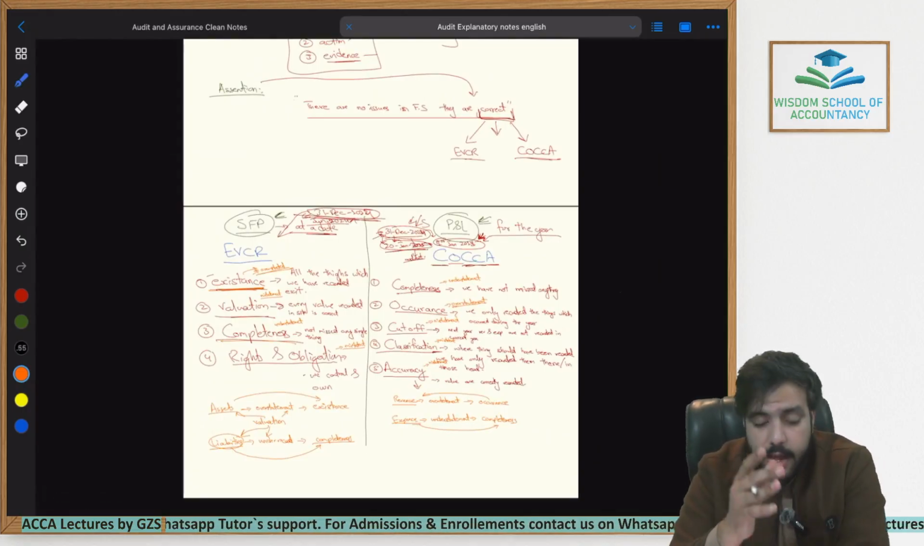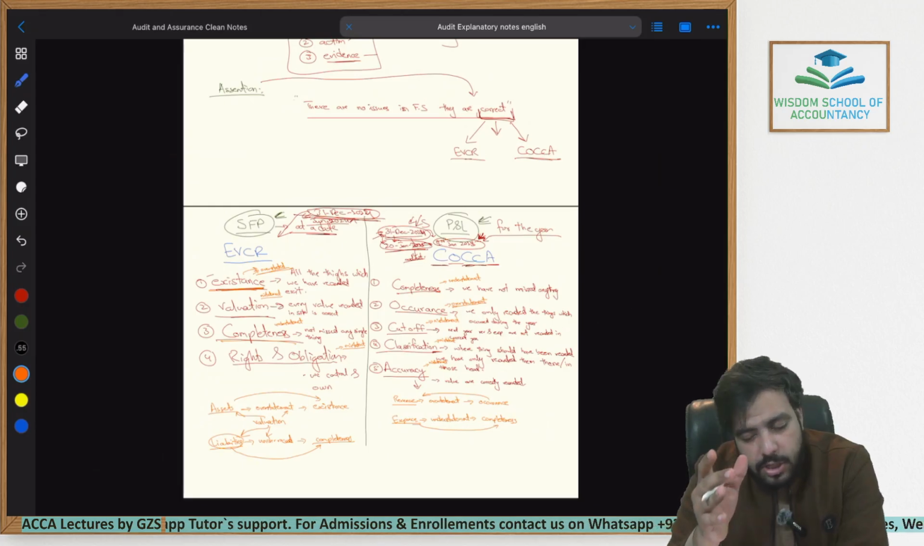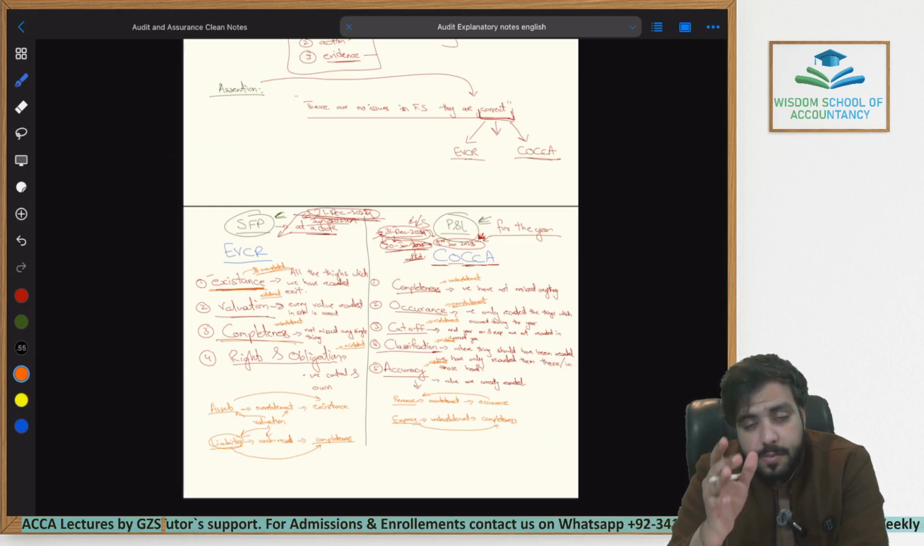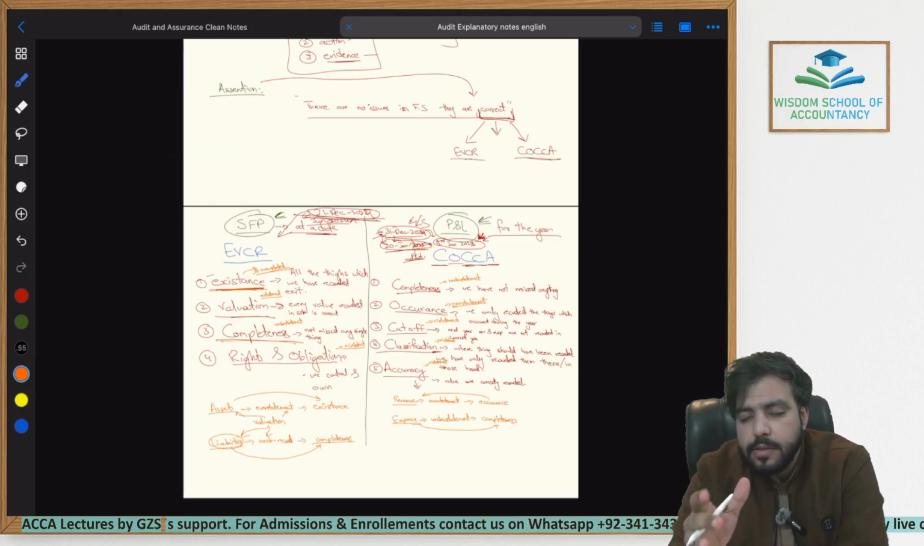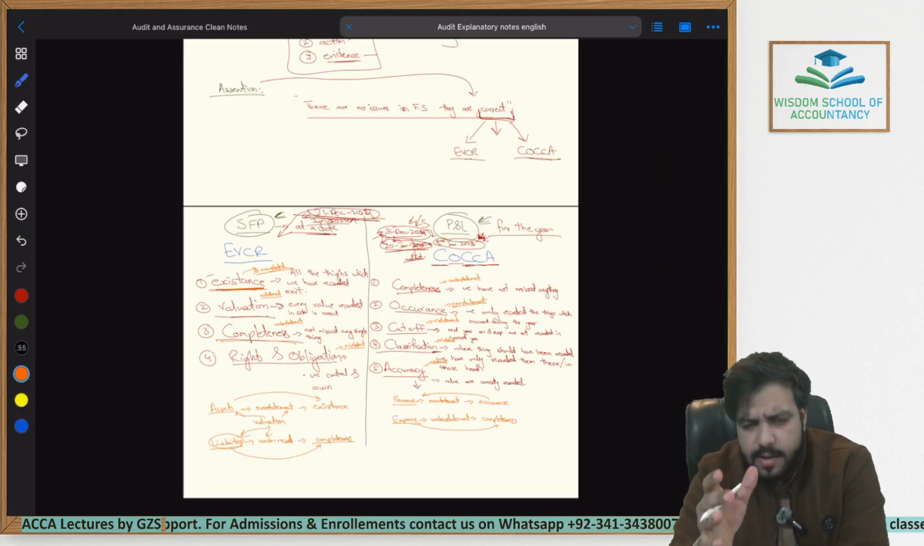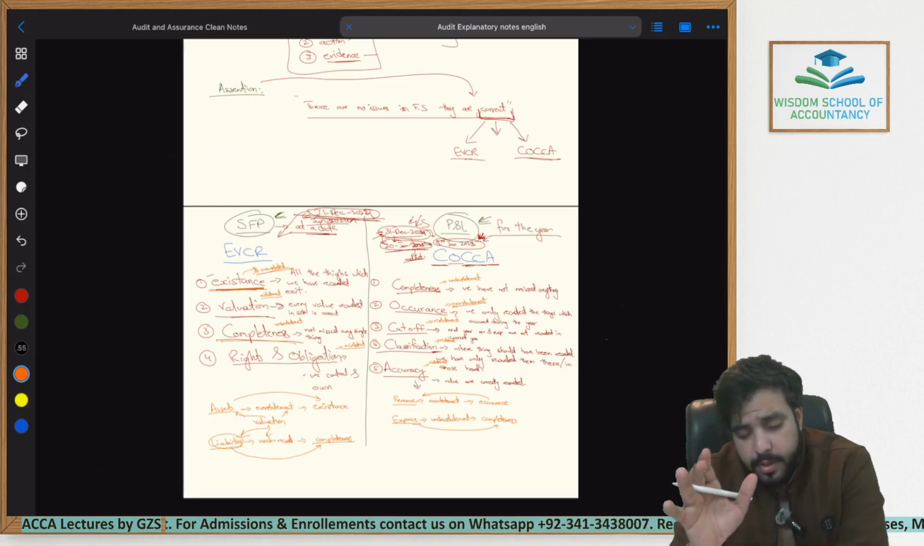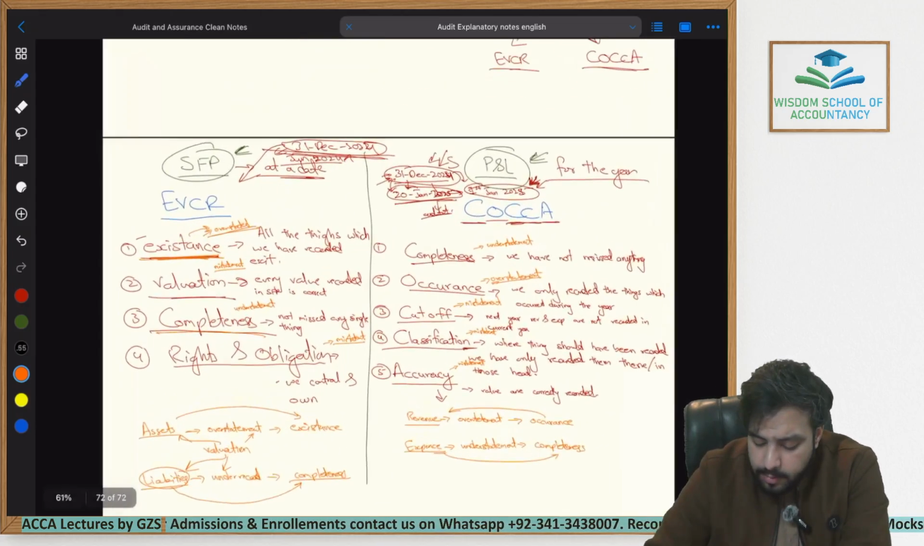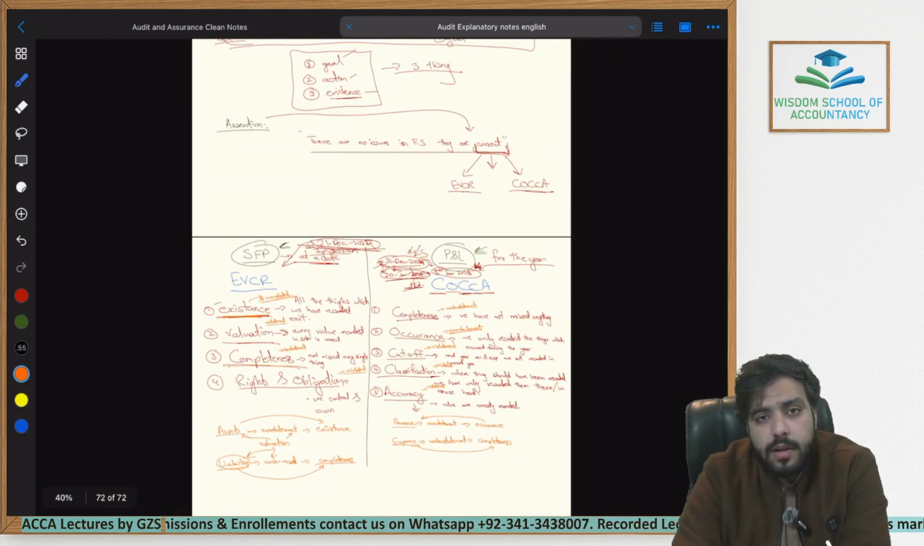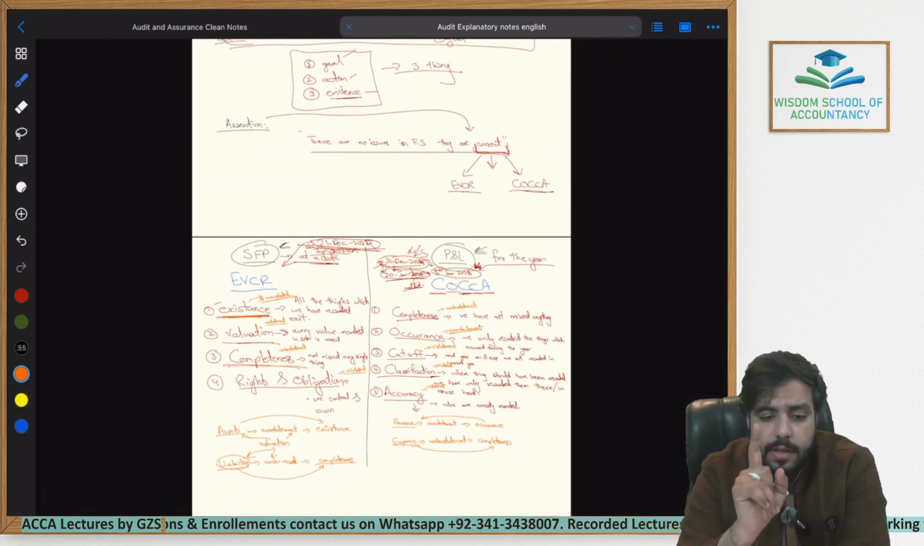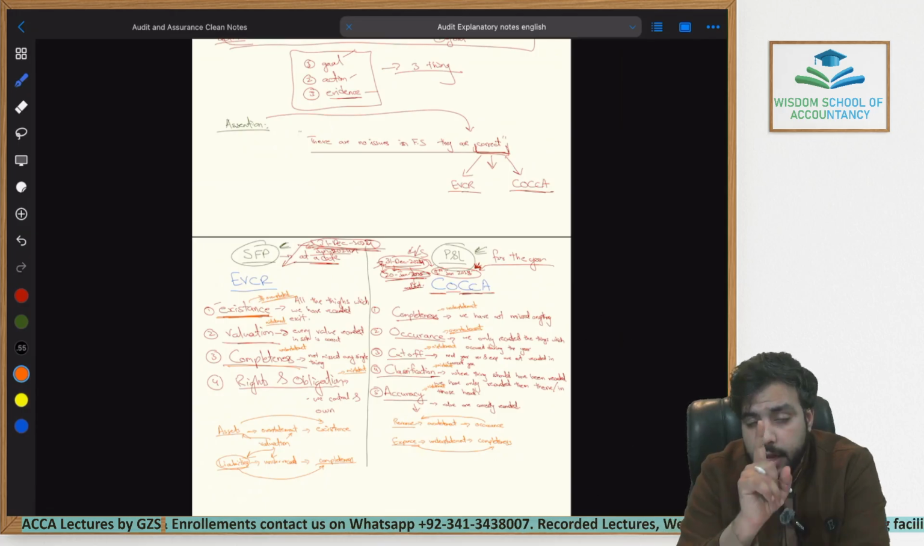It can be tested as a separate topic as well, but majorly it will be tested within substantive procedures as well. How it will be tested within substantive procedures, we will discuss it later on. You don't need to understand that at the moment, but one of the first things that you need to understand within substantive procedure is assertion itself.